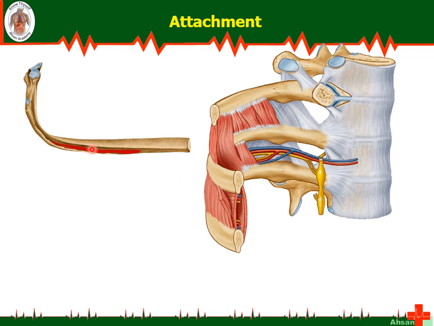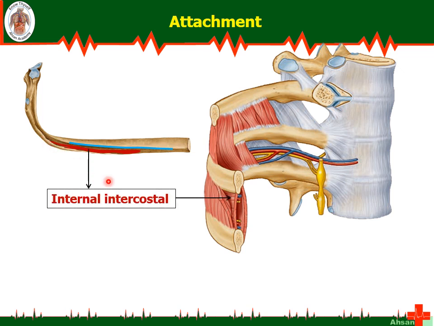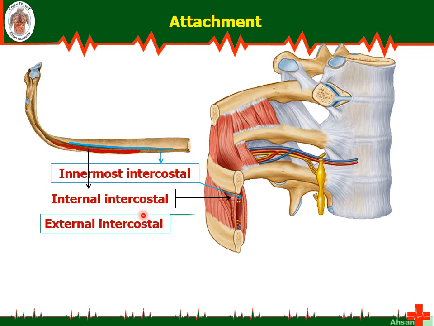So this red area, this is the floor of the groove, gives attachment to the middle layer of the muscle, which is known as internal intercostal. And the superior leaf gives attachment to the innermost, and this inferior border gives attachment to the external intercostal. So this internal intercostal is this one, this is innermost intercostal, and external intercostal is this one that is attached to the margin.